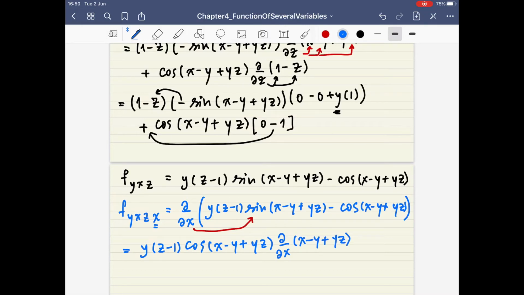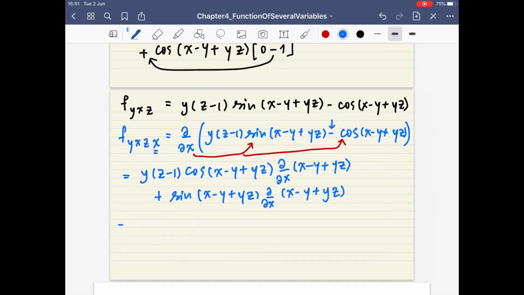Okay, and the second term, a derivative of cosine, it is a negative sign, so with the negative here, you have a positive x minus y and yz, and then a derivative of your angle inside as well, okay, with respect to x. So just be patient and try to finish it up.